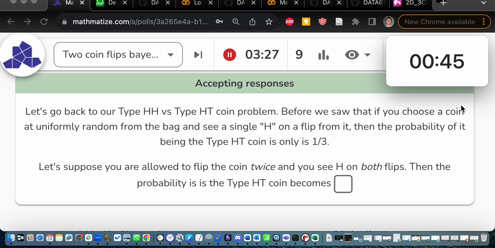All right, 50 seconds left. Start thinking about what you're going to type in. If you really don't know, put in 1, 2, 3, so I know how many people really have no idea. All right, 10 seconds.